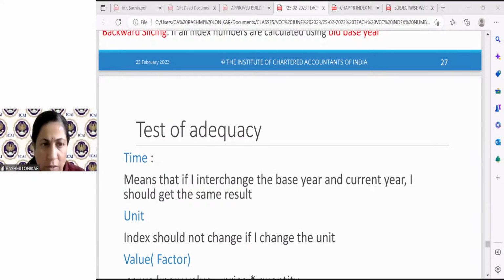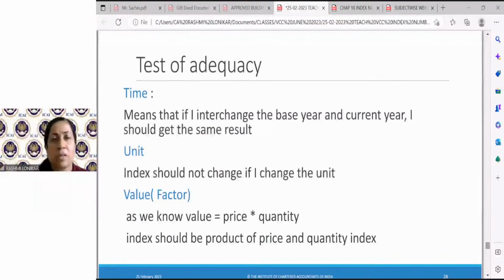Okay, so test of adequacy. See, what does test of adequacy mean? Okay, let us understand the concept. Test of adequacy is that we are trying to test for time, unit, and factors. What happens when I take the base year and current year and I interchange them? Ideally, what should happen? There should be no change. If one is made the base year and the other is made the current year, you should be able to get a similar result, right? So that means whether or not these index numbers will give you the same value if you interchange the base years. Okay.